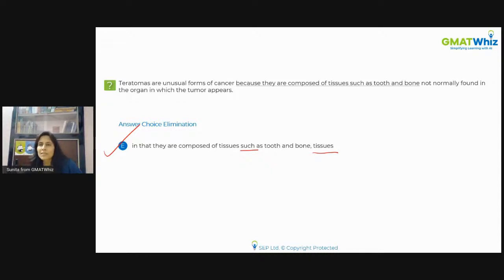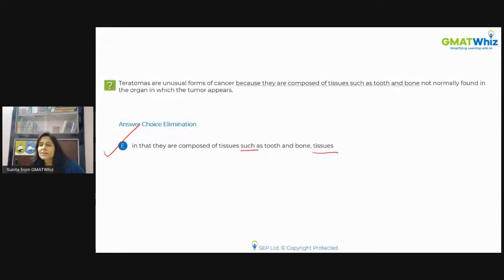I think Dipanshu is asking, tooth and bone are types of tissues, so why can't the intended meaning be that? Well, "such as tooth and bone" is only talking about examples. So you're literally saying that tooth and bone are not normally found in the organ. And moreover, Dipanshu, remember, GMAT likes clarity. In fact, it insists on clarity in its sentences. So you choose a sentence which is very clearly telling you that it is the tissues such as tooth and bone which are not found in the organ.